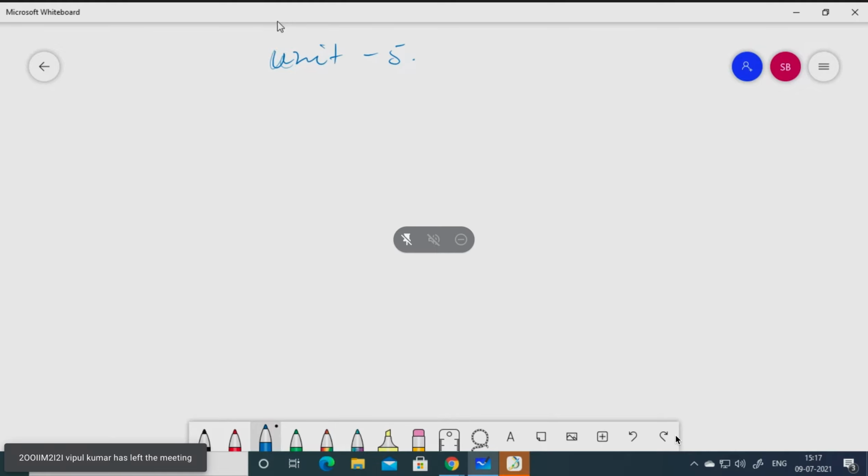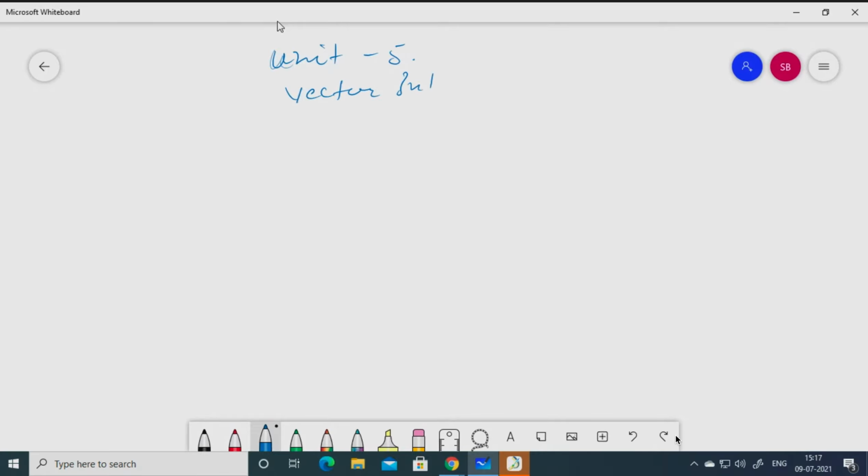Unit 5. Today we are going to discuss vector integration. Today we will try to learn the line integral, different types of vector integrals. As I told you, you have line integral, surface integral, volume integral. We will learn the concept of line integral today, how to compute it, what are the different types of line integral, and what will be the applications of this line integral, where we are going to apply them. Okay, so these things we will look today.